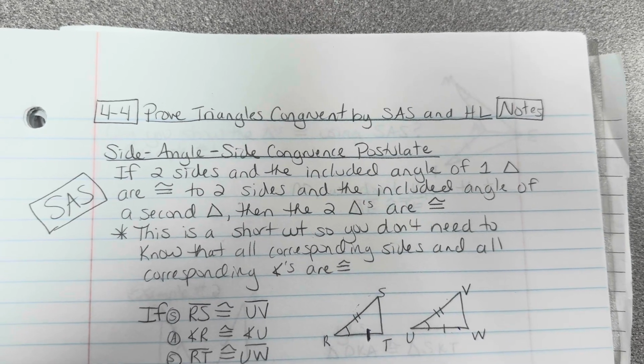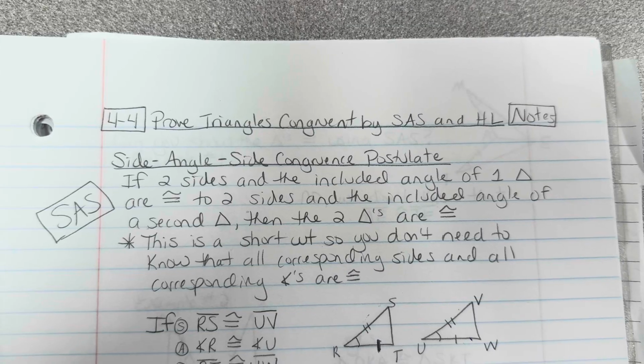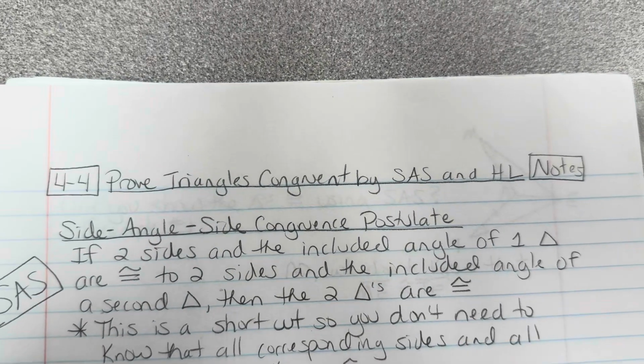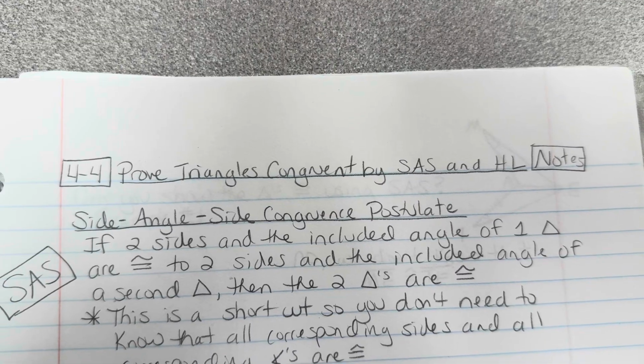So today is section 4.4. We're continuing with shortcuts and showing that triangles are congruent. We're learning two shortcuts today, side angle side and hypotenuse leg.